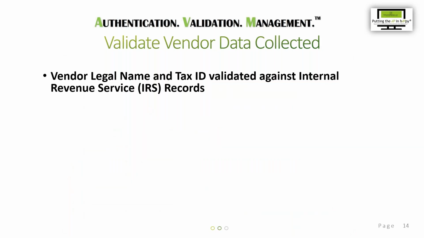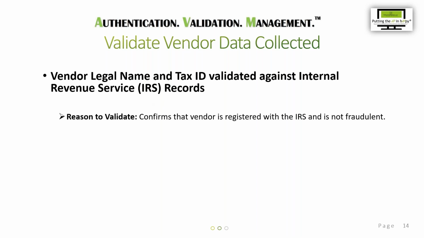All right, so validation. Of course, we're going to look at the vendor legal name and tax ID validated against Internal Revenue Service, or the IRS, records. And this is if you are a U.S. entity, because you are required to follow the IRS regulations. The reason you want to do that is to confirm the vendor is registered with the IRS, and it's also another way to validate that the vendor is real and not fraudulent. And the required document is the IRS W-8, whatever version of the IRS W-8 is applicable for that vendor.